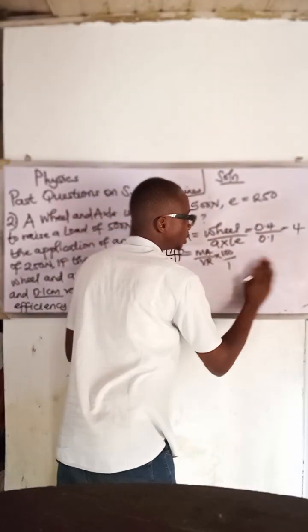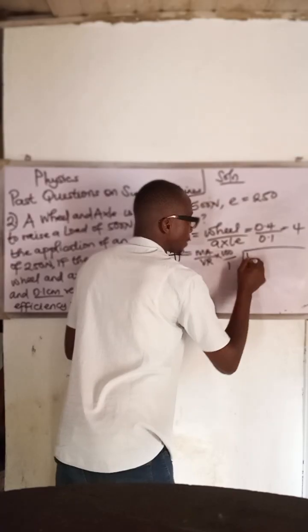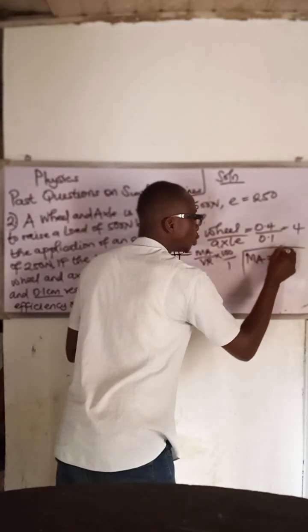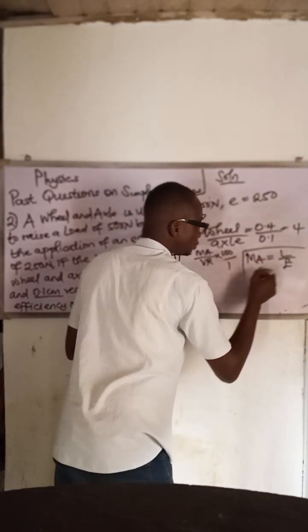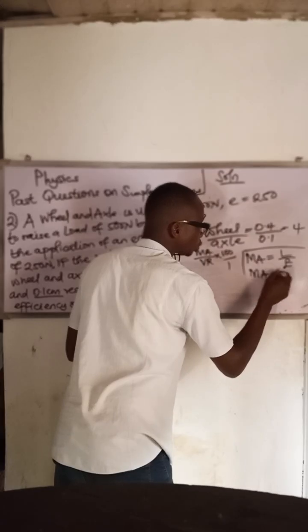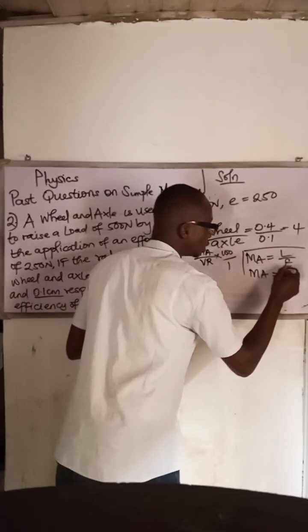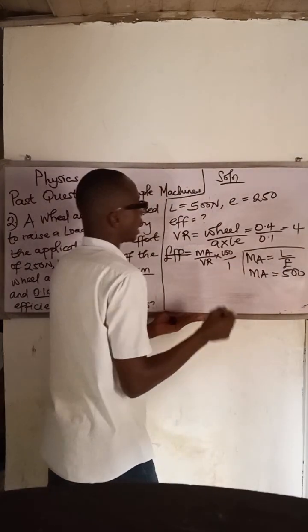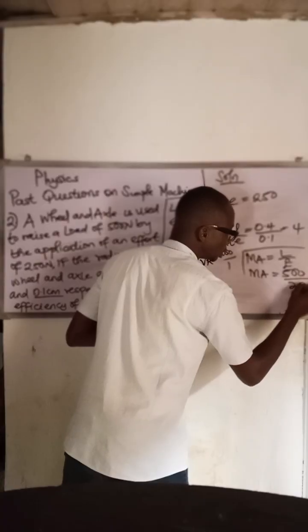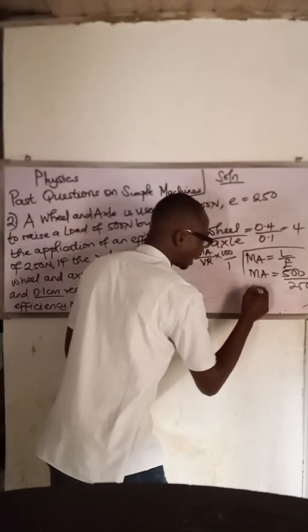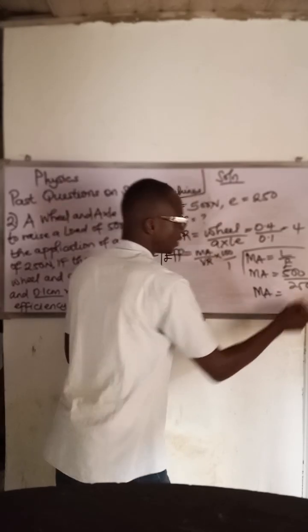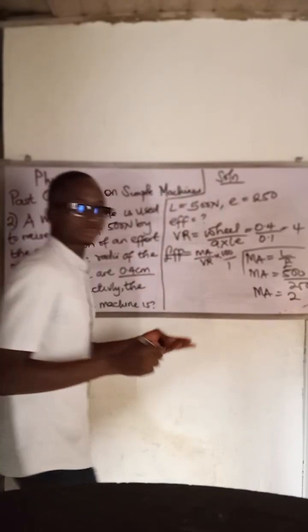So we can just simply put here, let me solve it here. Mechanical advantage is equal to load over effort. Mechanical advantage is equal to, what's the load? The load is 500 Newton, all over the effort. The effort is 250. So the mechanical advantage, 500 divided by 250, is 2.